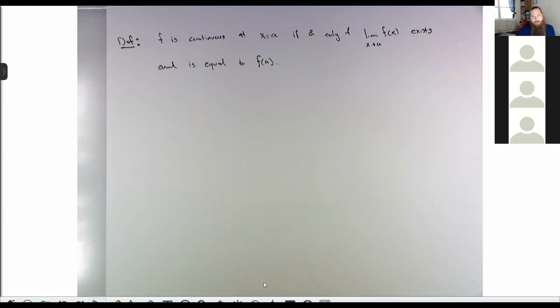Continuous at some number a in the domain if this limit is equal to the value of the function there. And like we said, this can fail in multiple ways. This limit could fail to exist, or this limit could exist but be different than the function value. The other possibility is that F of a itself may not exist. A might not be in the domain of the function f.